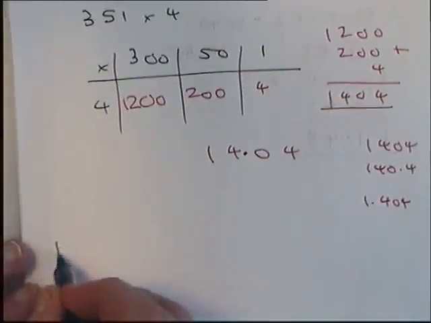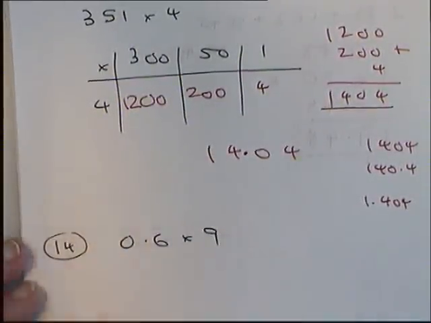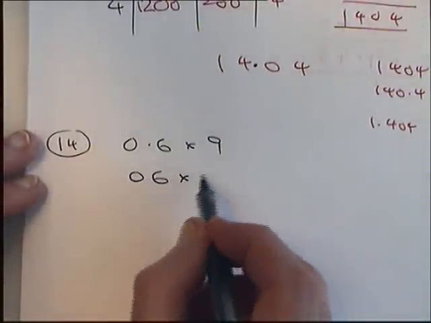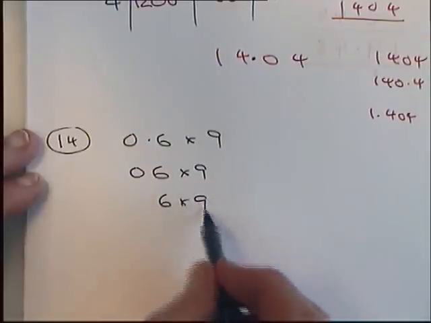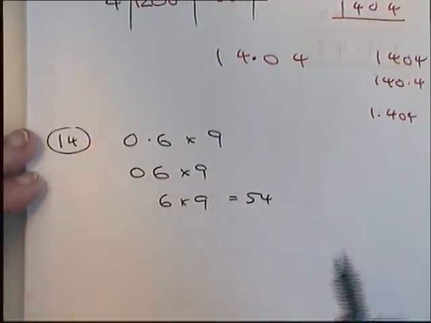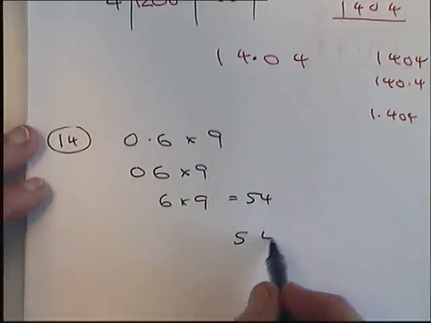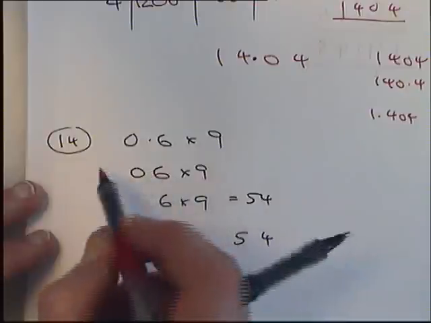The next example I'm going to look at is 0.6 times by 9. We're doing it exactly the same way. Get rid of any decimal points. I get 0.6 times by 9, which is just 6 times by 9, and that's 54. So I know my answer to the original question is going to have a 5 in it and a 4 in it.